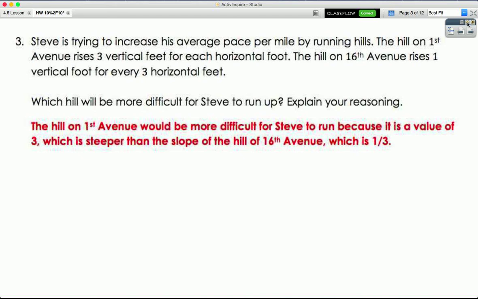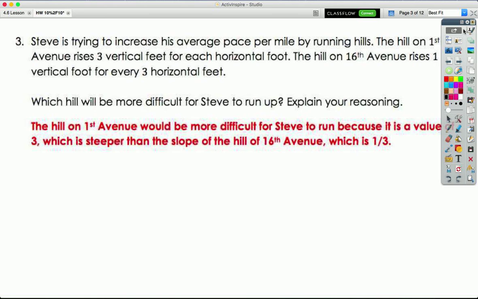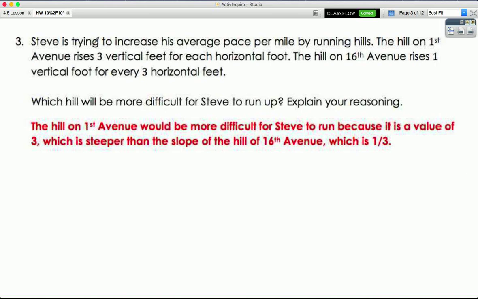Okay, so first of all, I am not going to even pay attention to the street names because some people were going to get too caught up in that. Those numbers are just part of the street names. I'm going to focus on the vertical change over the horizontal change. So it says that the first one goes up 3 over 1. That's the first hill. The second hill has a vertical change of 1 for every 3 horizontal feet.